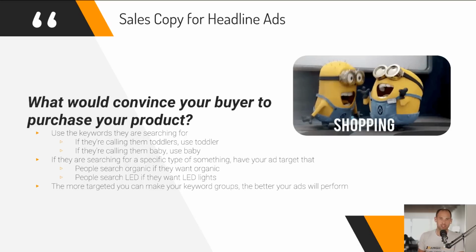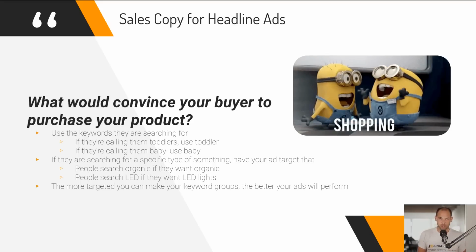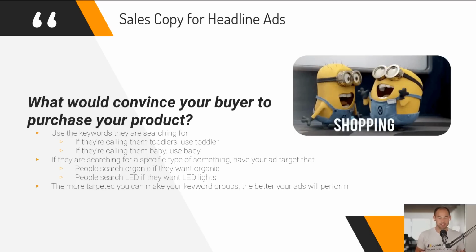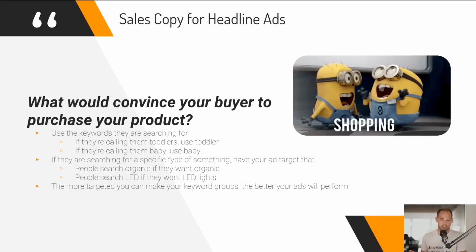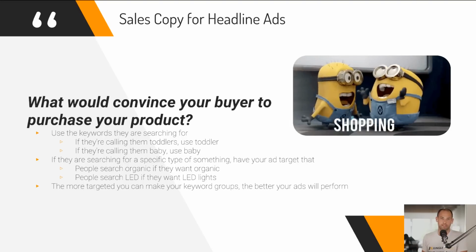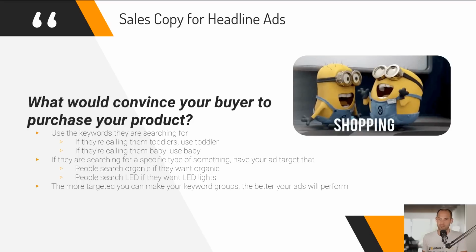And the more targeted the result you give them, the better your ads are going to perform. That's one thing I've realized. So another example of this: if someone's searching for an organic product, in your sales copy, in your headline, you want to make clear to them that it is an organic product, right? Because they specifically typed in organic towel, or organic this, that, or the other thing. So you want to make clear that your product is organic, if it is. Or if people are searching for LED light bulbs, they don't want to see an advertisement for Edison light bulbs. They want to see an advertisement for LED light bulbs.